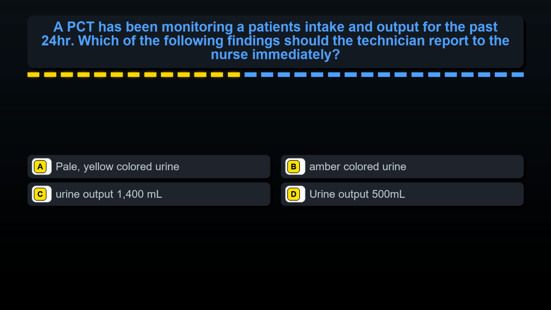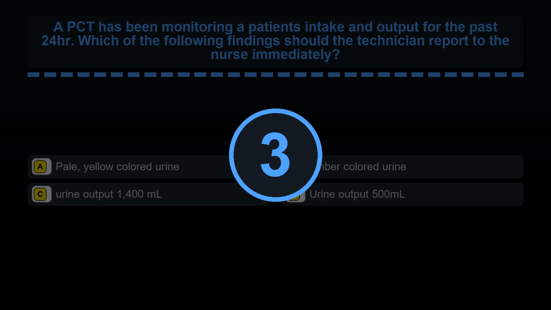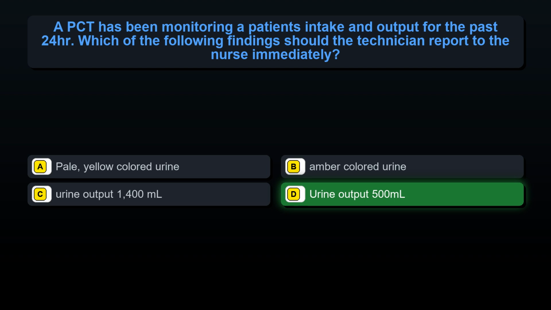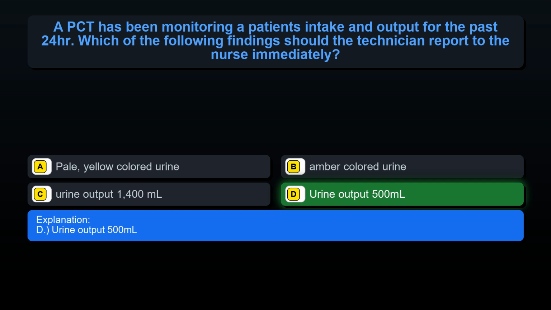Option A, pale, yellow-colored urine. Option B, amber-colored urine. Option C, urine output 1,400 ml. Option D, urine output 500 ml. The correct answer is option D, urine output 500 ml.